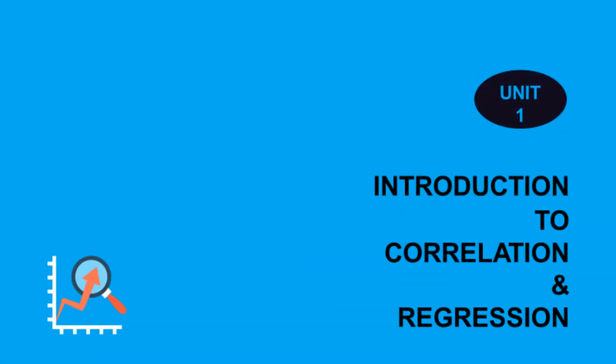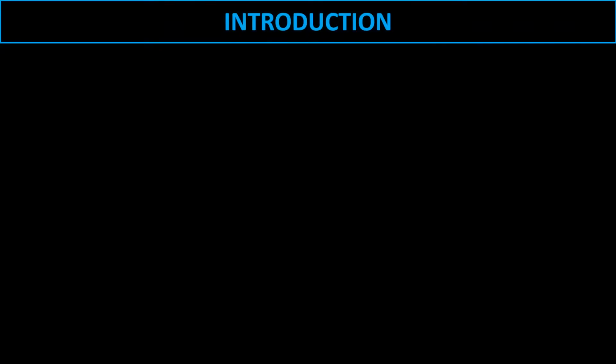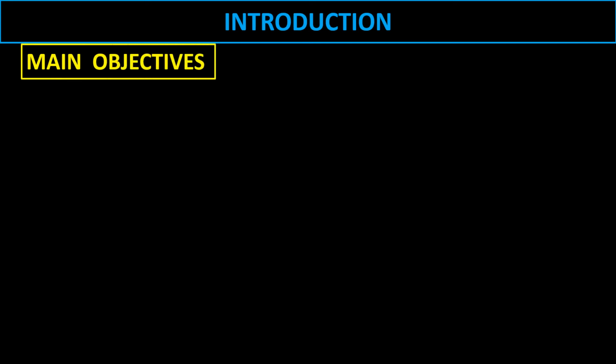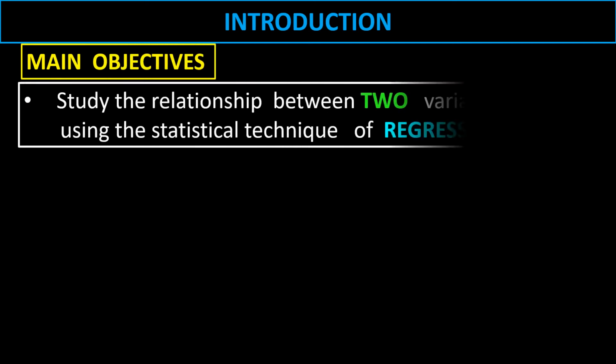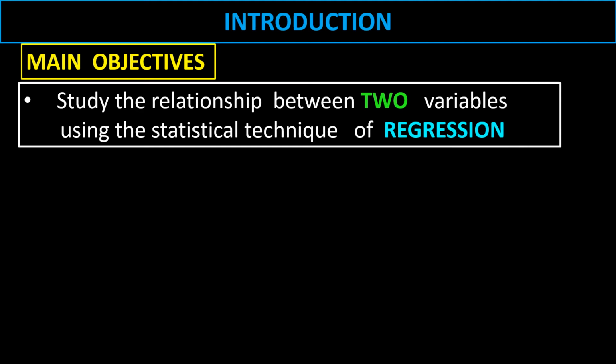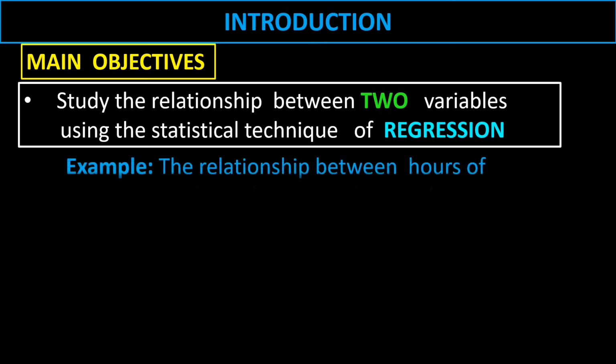So let's introduce you to correlation and regression. What are we going to do with this section on statistics? We're going to study the relationship between two variables, and we're going to use a statistical method or a statistical technique known as regression, right? For example, if we want to study the relationship between hours that you study, how many hours you put into study, and what your examination results would be based on your hours. So we're going to study an example like that, okay?